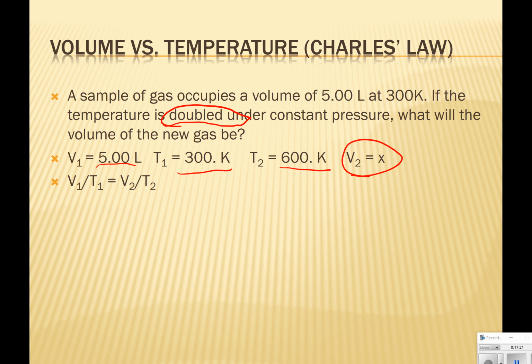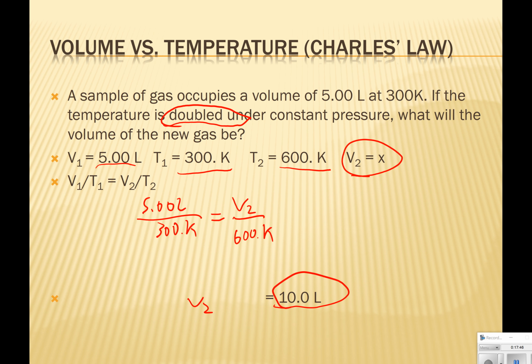Now when we plug this in, we get 5.00 liters over 300 Kelvin, maintaining significant figures, and we set that equal to the V2 or the X over 600 Kelvin. And when we punch these numbers in, we cross multiply. What we end up with is a V2 that is doubled in size to 10 liters. So we see an increase in temperature, which leads to an increase in the volume. And that is direct. So temperature doubles, so we see the volume double as well.